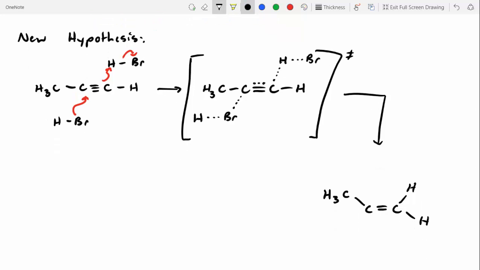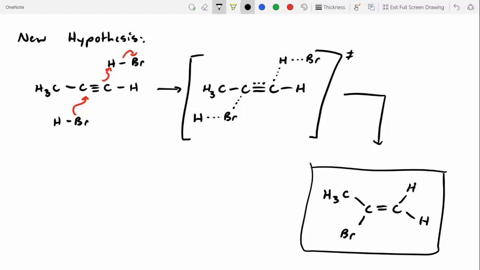Yep, it gives us the same product, but the mechanism isn't quite what we would have hypothesized. It's one of those things where it's a subtle detail, but it's an important one, because if you're running this reaction, you actually need two equivalents of your acid in order for it to proceed, not just one.